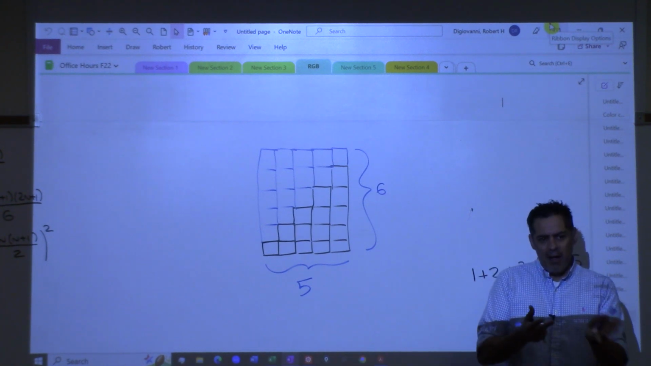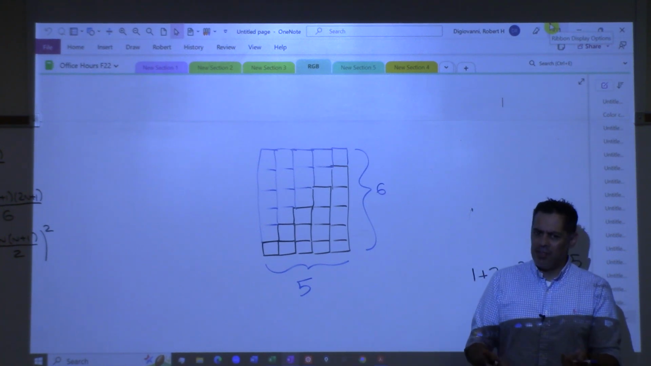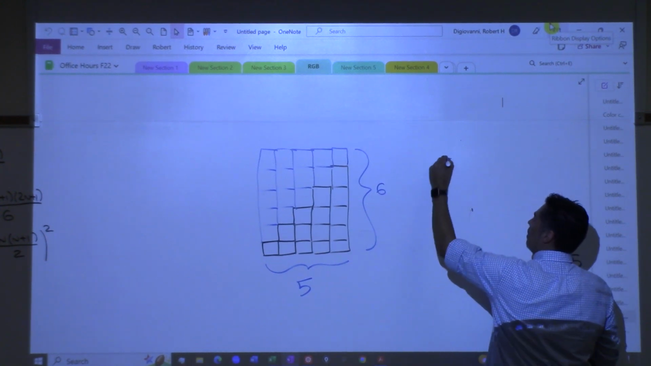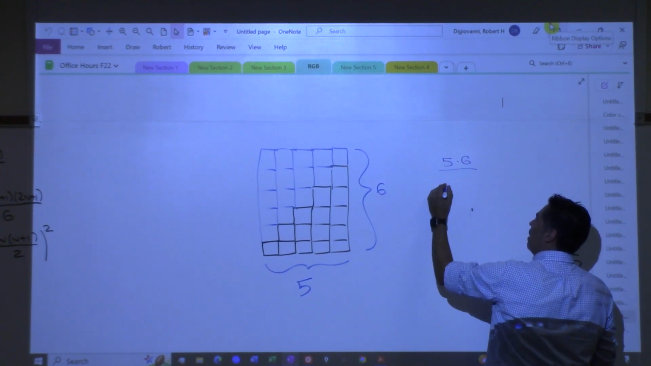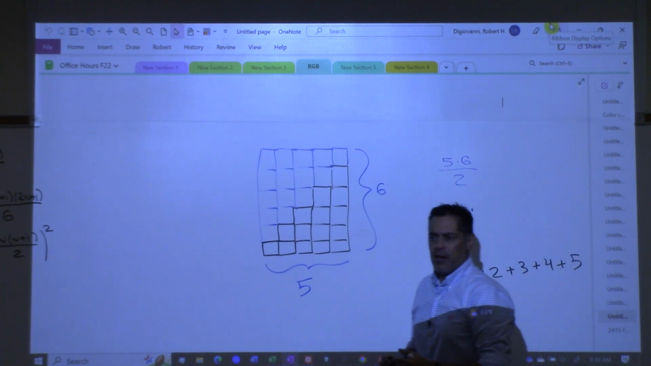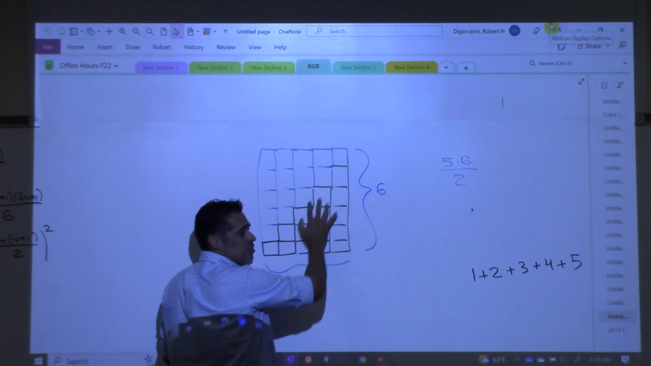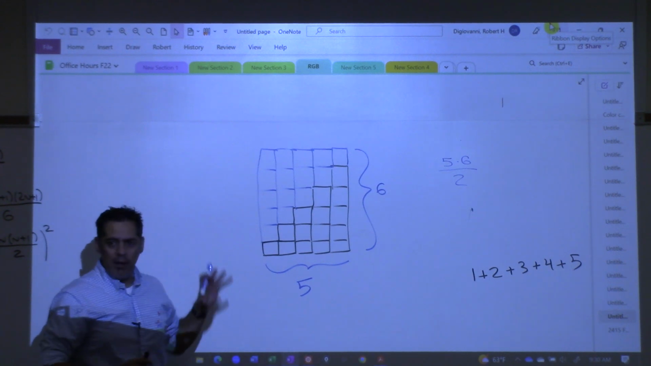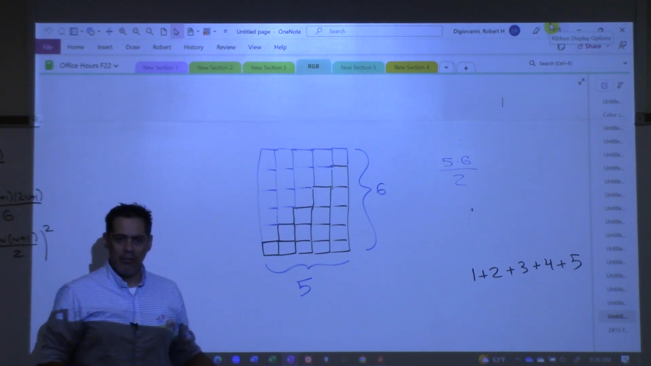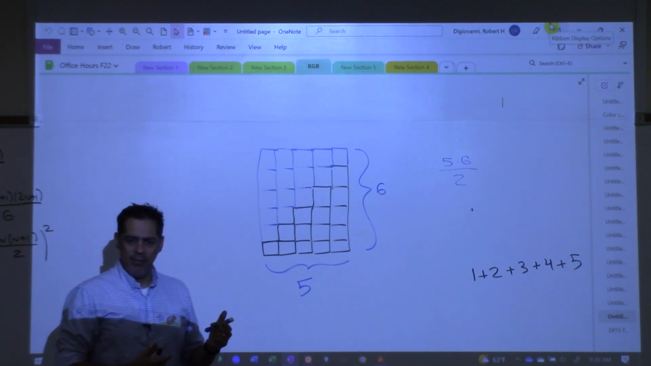But remember, I made a copy, didn't I? So that's twice as much as what I wanted. So if I take this 5 times that 6 and divide it by 2, that's how many squares should be there, right? That's how many black squares there should be, right? Take the total number of squares, divide by 2. That make sense to you?